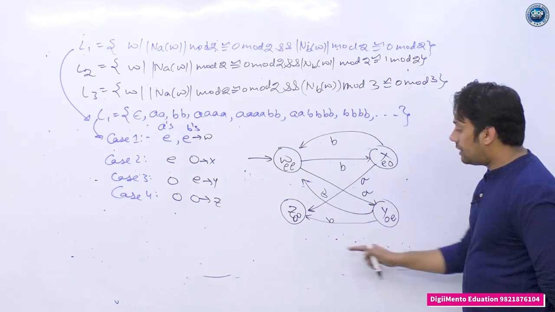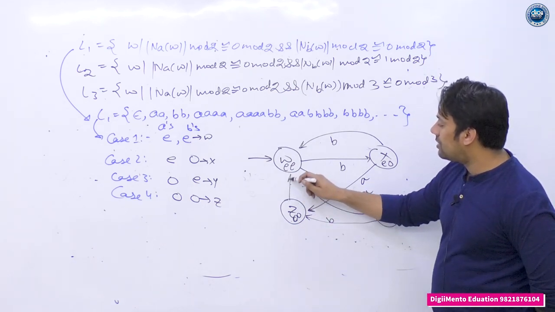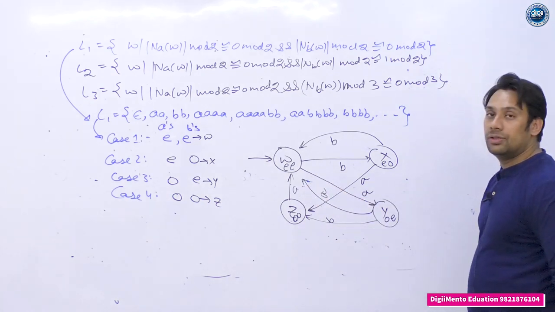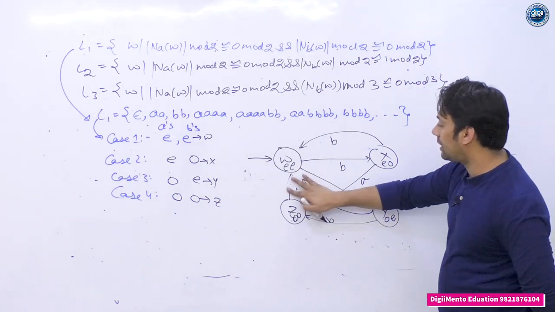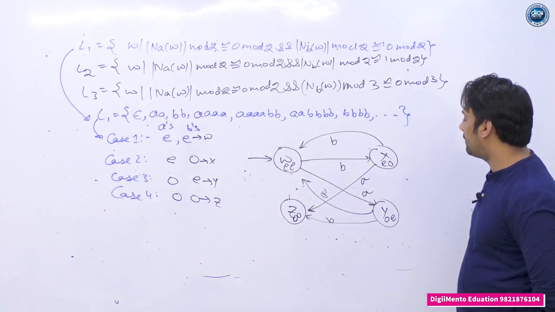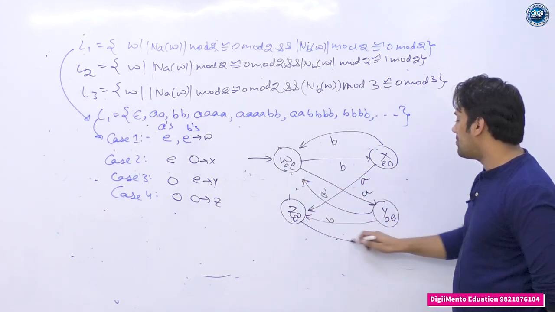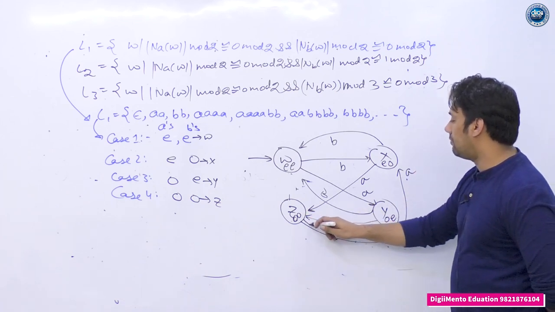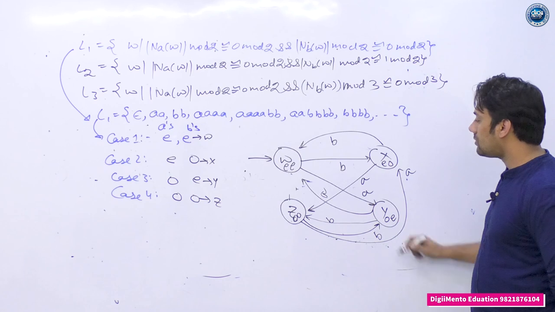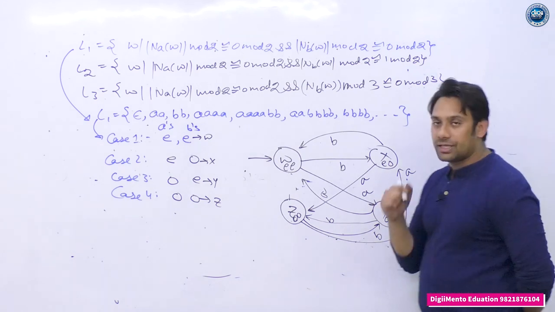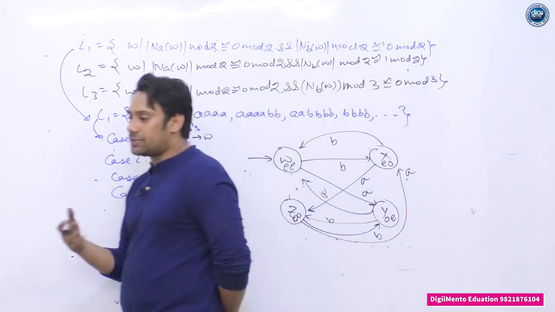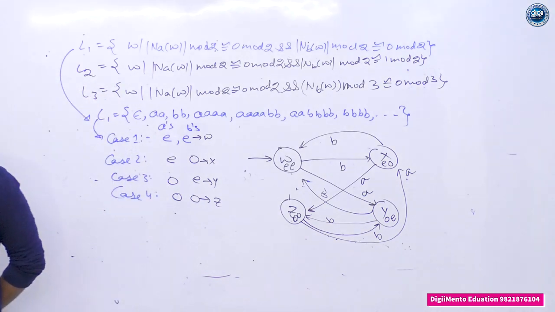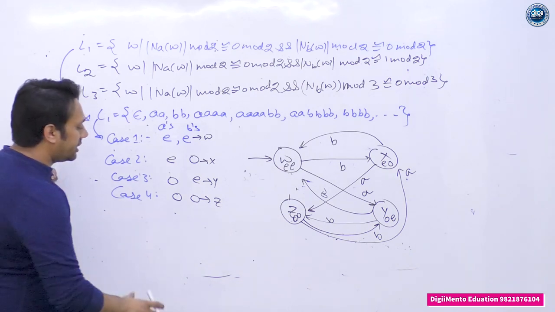Now in this state, if I give an A, then A will become even. And in this state, if I give a B, then B will become even. So this is a diagram representing this case. I can also draw this diagram in a much neater and clearer way, but I just took these values randomly. So I will make this same diagram in a neat and clear way.